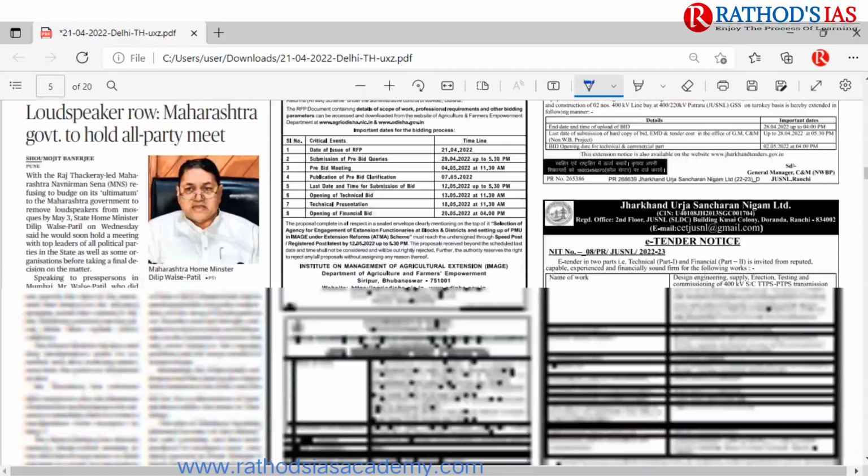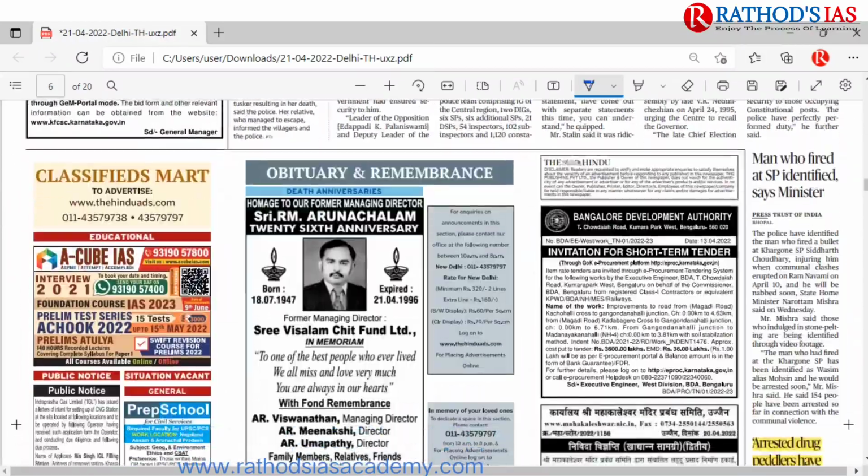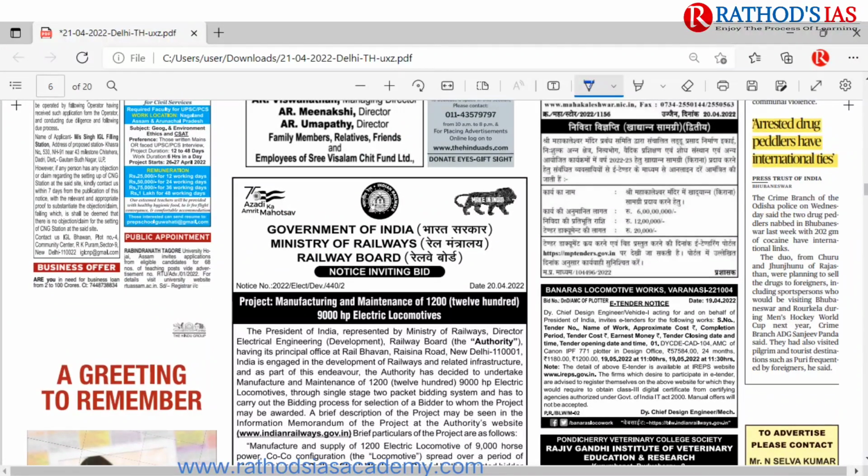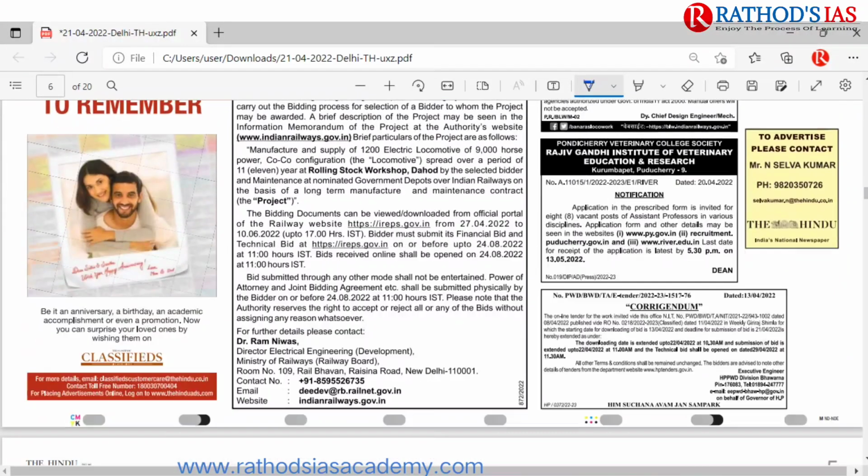And on the states page, I didn't find any article which is much important. And here you can see arrested drug peddlers have international ties. So what happened recently, the crime branch from Odisha arrested 2 drug peddlers, and they were carrying about 202 grams of cocaine, and they have some international rings. So this drug trafficking is one of the important problems that we are facing in India.